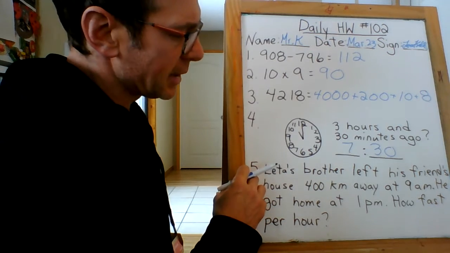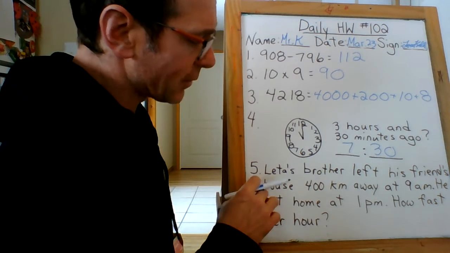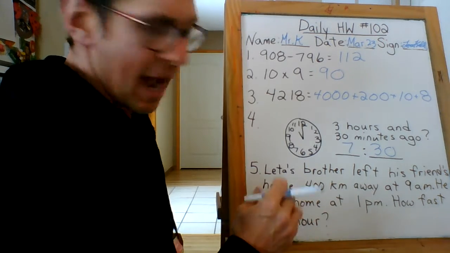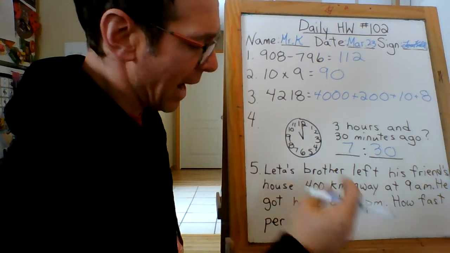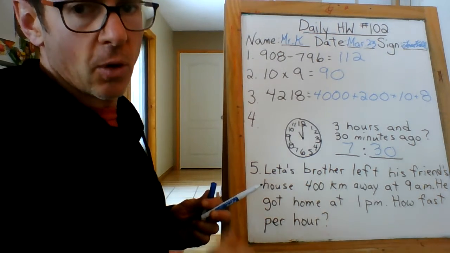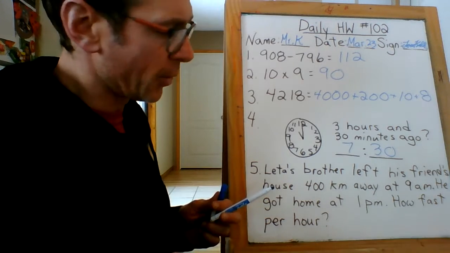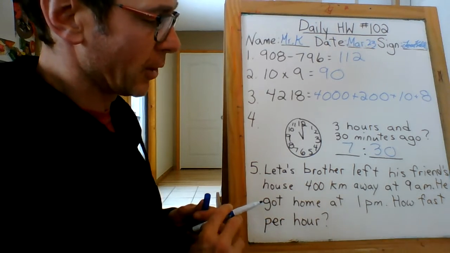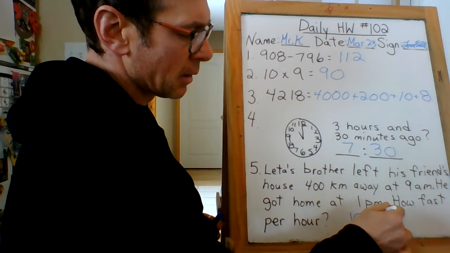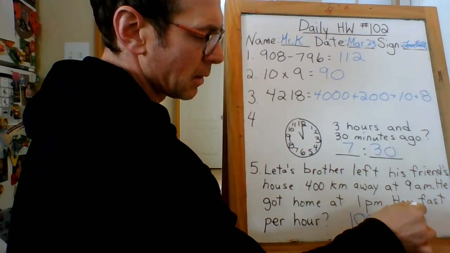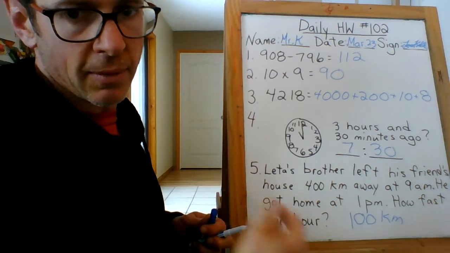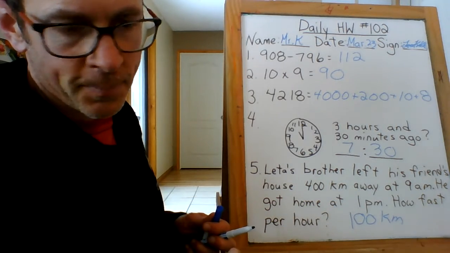My last question says, Lita's brother left his friend's house 400 kilometers away at 9 a.m. He got home at 1 p.m. How fast was he going per hour? Okay, so if we think in the first hour, how far did he go? In the second hour, how far did he go? In the third hour? In the fourth hour? If each hour he went 100 kilometers, that would take us, right, to 10, 11, 12, and 1 o'clock, 400, right?